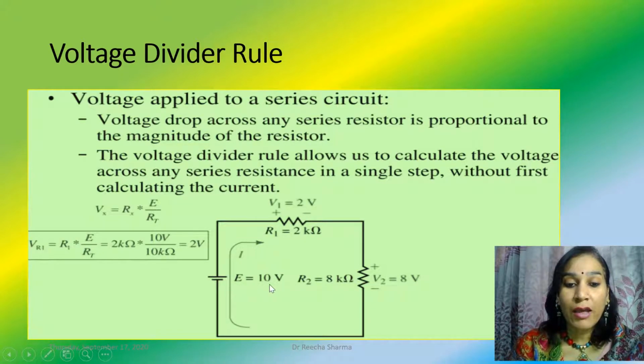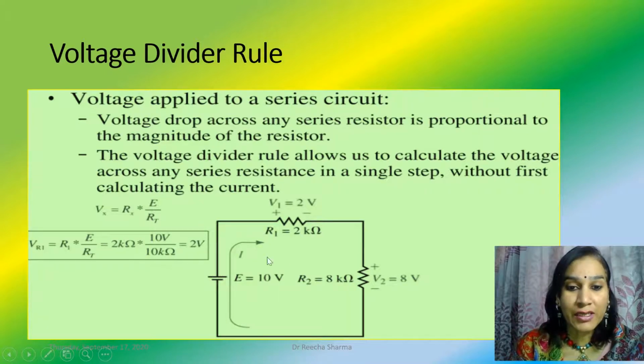Let's say here we are having a voltage of 10 volts. It depends upon the value of the resistance; the voltage across R1 is V1, and the voltage across R2 is V2. The voltage divider rule allows us to calculate the voltage across any series resistance in a single step without calculating the current. The formula for the voltage divider rule is Vx equals Rx into E upon RT, where Rx is the resistor whose voltage is to be measured, E is the total voltage, and RT is the total resistance.